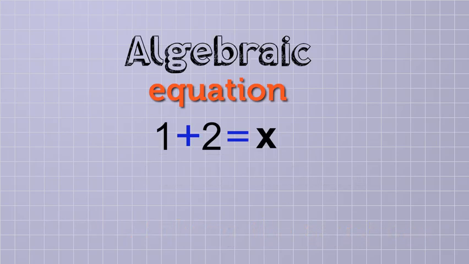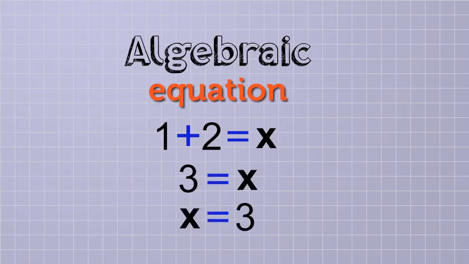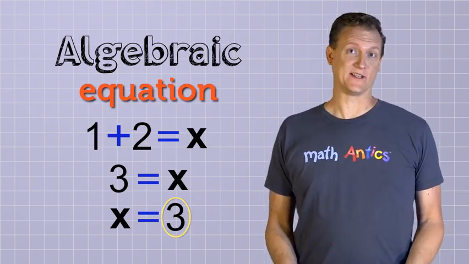In this equation, it's pretty easy to see that the unknown value is just 3. All you have to do is actually add the 1 and 2 together on this side of the equation, and it turns into 3 equals x, which is the same as x equals 3. So now we know what x is. It's just 3. That almost seems too easy, doesn't it?